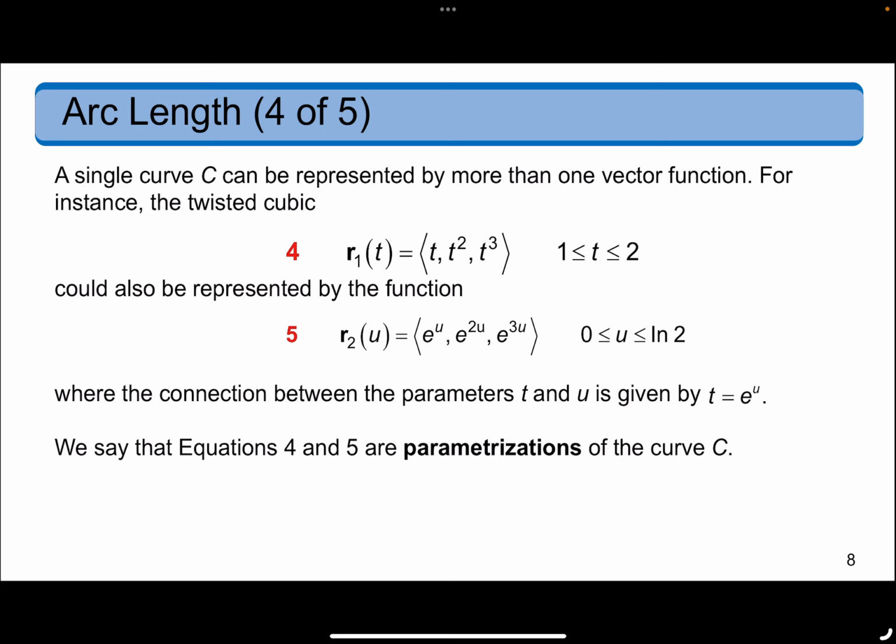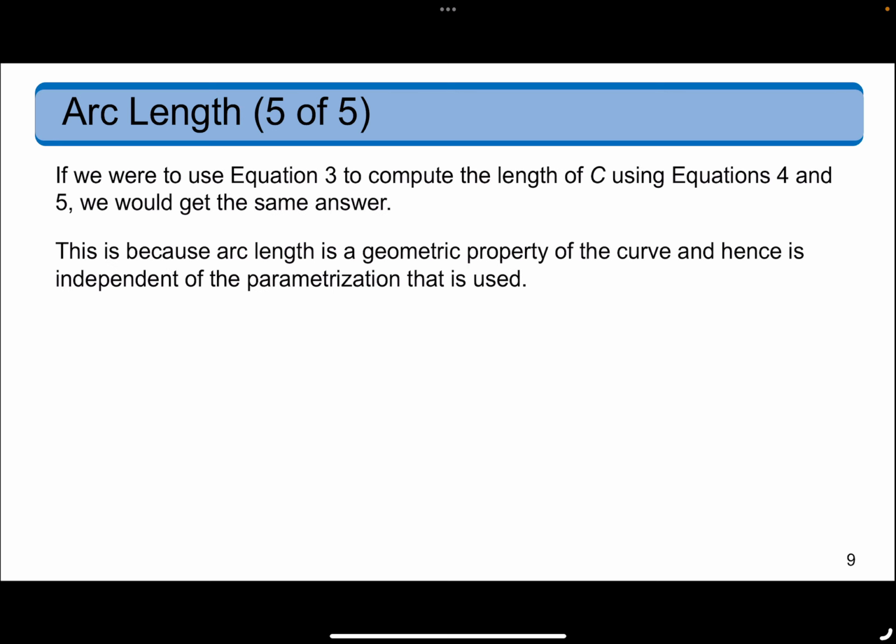representing e to the u. So e to the 0 is 1 and e to the ln 2 is 2, where the connection between the parameters t and u is given by t is equal to e raised to u. We say that equations 4 and 5 are parametrizations of the curve C. If we were to use equation 3 to compute the length of C using equation 4 and equation 5, we should be getting the same answer. This is because arc length is a geometric property of a curve, and hence it is independent of the parametrization used.